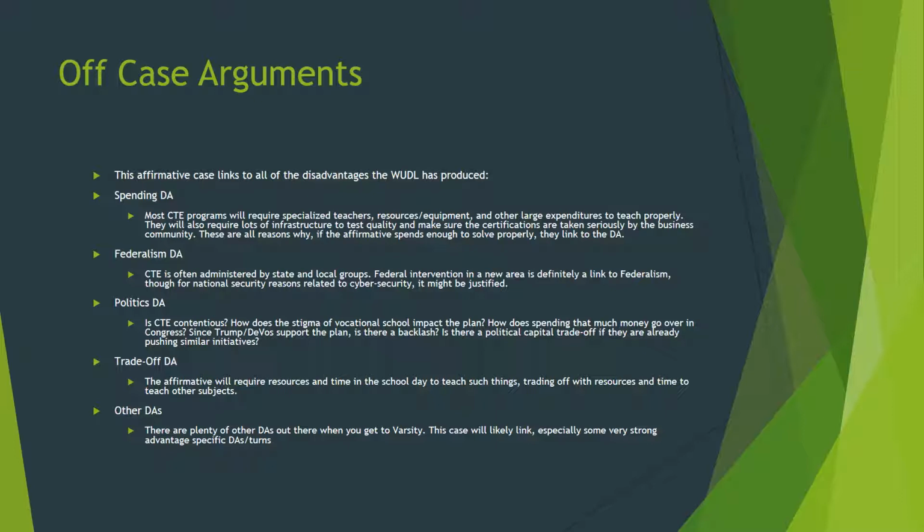These are reasons why, if the affirmative spends enough to actually solve the problem, they will link to the disadvantage. In terms of federalism, career and technical education is currently administered by state and local groups now. Federal intervention into a new area is definitely a link to federalism, though potentially for national security reasons, when it comes to cybersecurity, there might be a justification there.